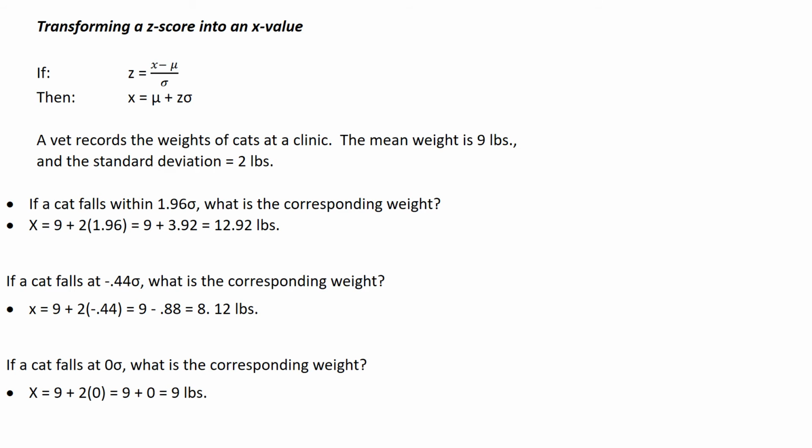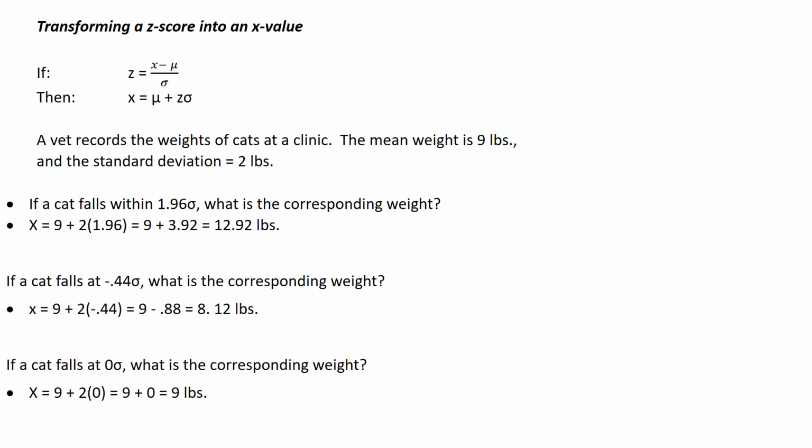Now, he wants to know if a cat falls within 1.96 deviations, what's the corresponding weight? Let's take the formula. X equals mu plus my z-score times my standard deviation. So the mu is 9 plus 2 times 1.96, which is 9 plus 3.92 or 12.92 pounds. So 1.96 deviations is 12.92 pounds.